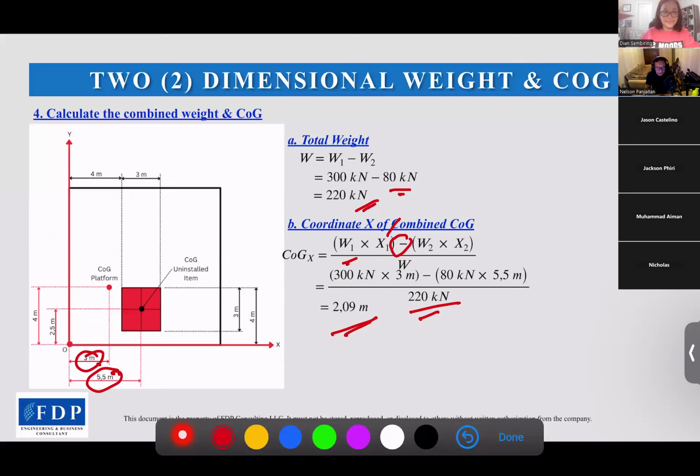Any questions from all of you? No, they are calculating. Sorry, the coordinate for y.